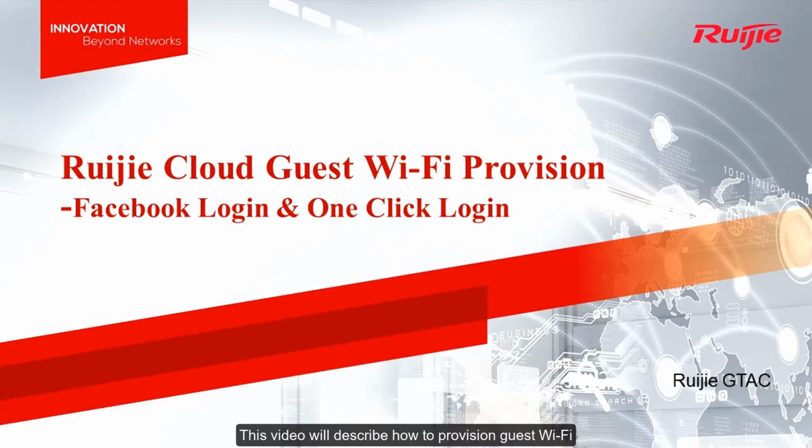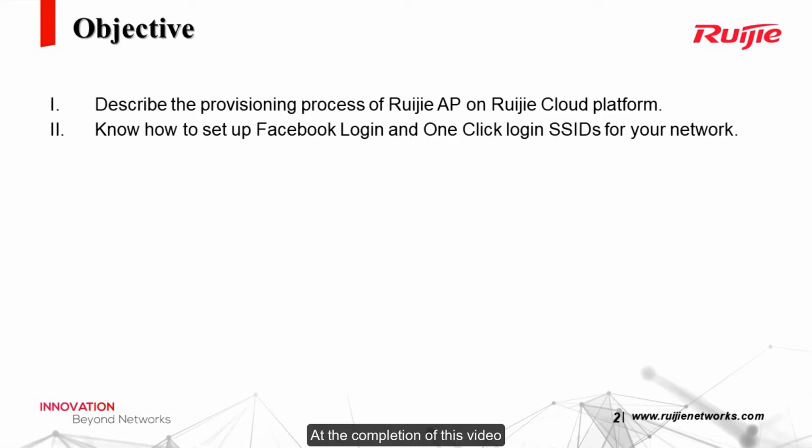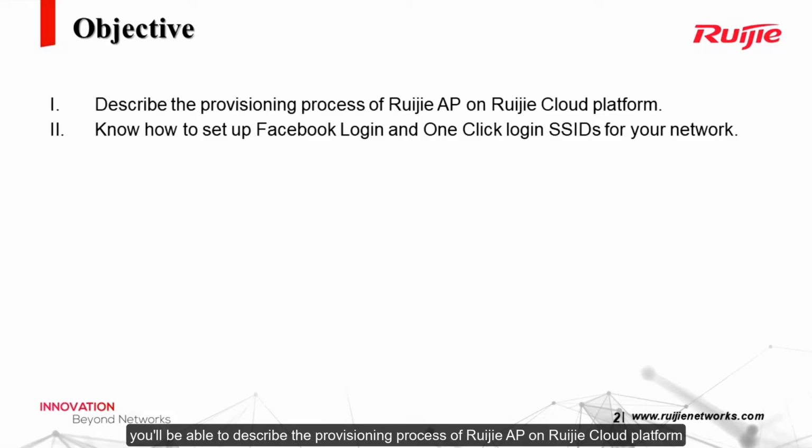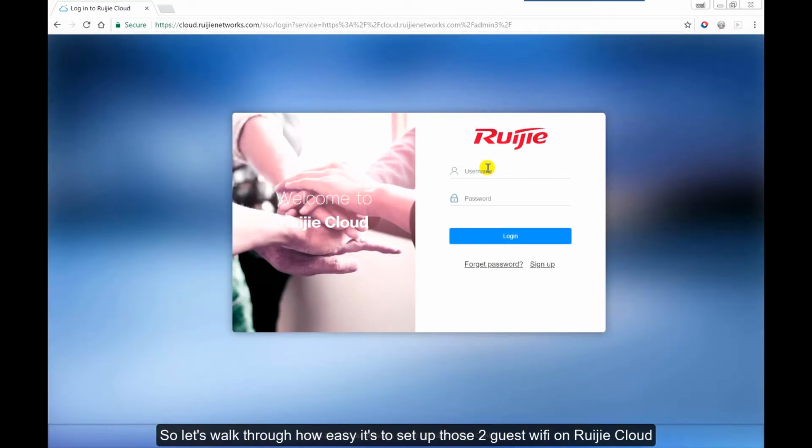This video will describe how to provision guest Wi-Fi, Facebook login, and OneKey login features on Ruijie Cloud. At the completion of this video, you will be able to describe the provisioning process of Ruijie AP on Ruijie Cloud platforms and know how to set up Facebook login and OneKey login Wi-Fi for your network. So let's walk through how easy it is to set up those two guest Wi-Fi's on Ruijie Cloud.